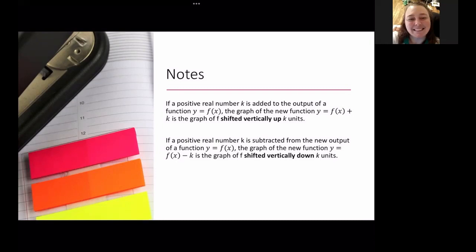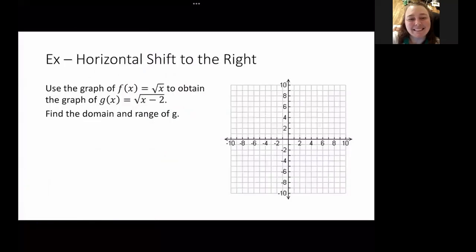So if y equals f of x plus k, it's going to go up vertically. And y equals f of x minus k is going to go down vertically. And we're going to use that k as our starting point. Now, what if we want to move it left to right? Let's take on the next example.